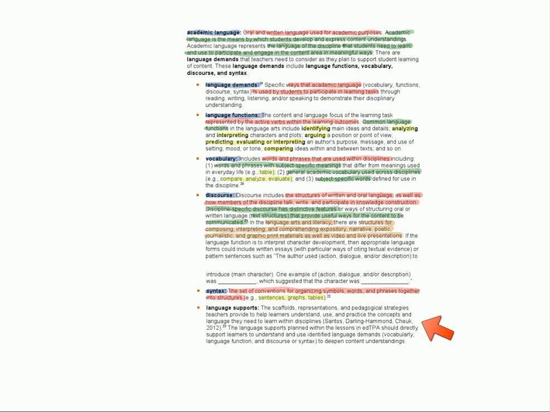And the last one, this is more practical. These are the things you're doing in your teaching. So the last one is the language supports. The scaffolds, representations, and pedagogical strategies teachers provide to help learners understand, use, and practice the concepts and language they need to learn within the disciplines. So there might be some organizing structure around paragraph form, there might be sentence frames, there might be some kind of word wall, any kind of thing that you might use that supports the language use in your classroom would be a scaffold or language support. All right?